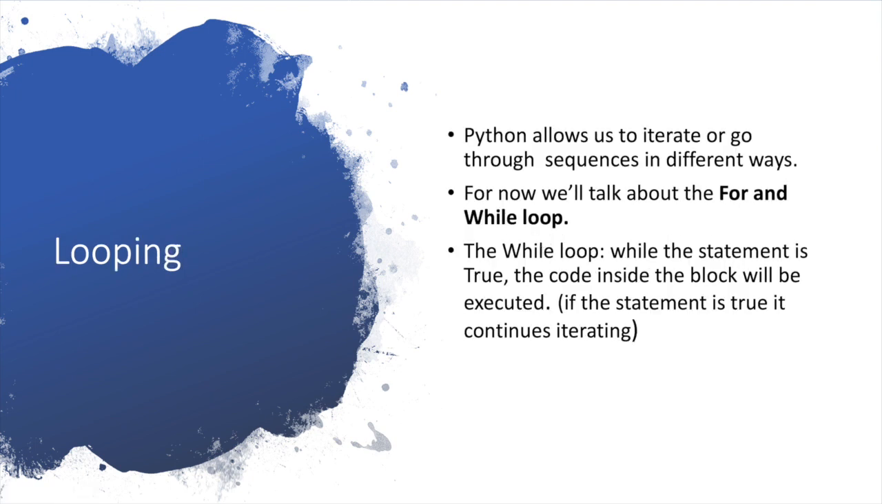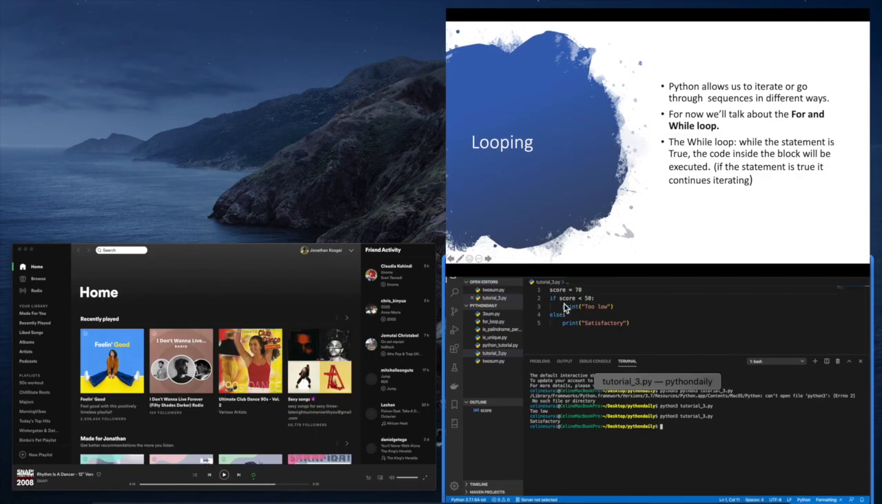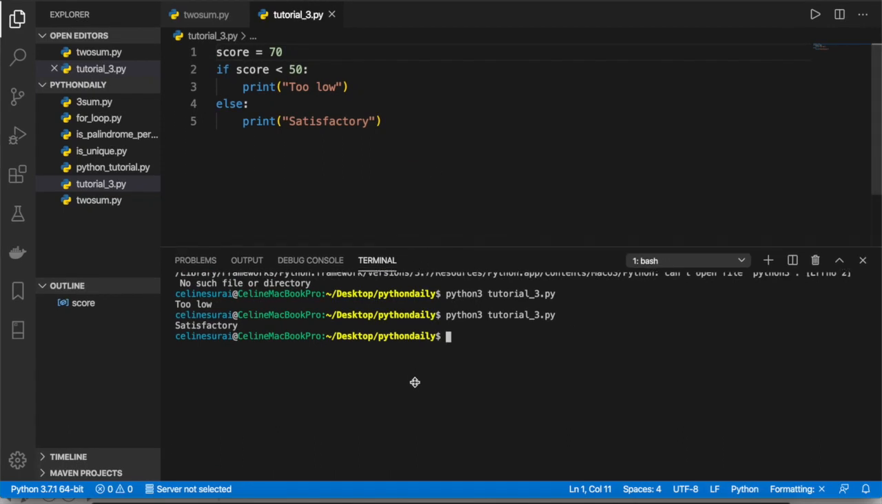We have looping. Python allows us to iterate through sequences in different ways. There are two ways that I'm going to talk about right now: the for and the while loop. What the while loop does is that as long as the statement is true, the while loop will continue iterating through the sequence. Let's have a look at the while loop.